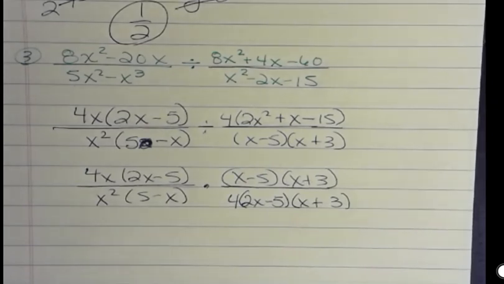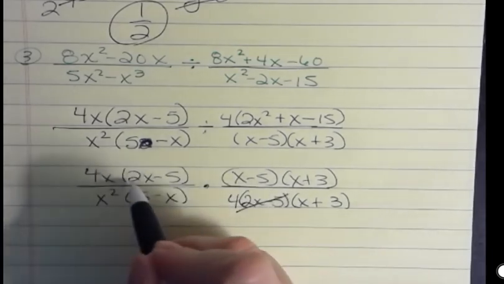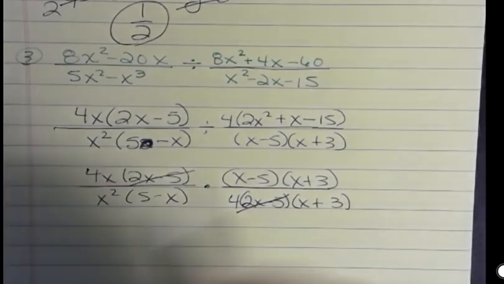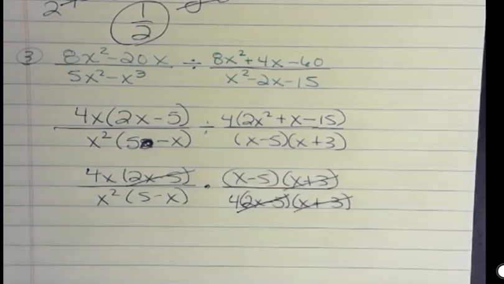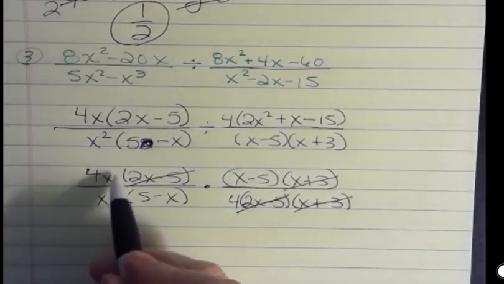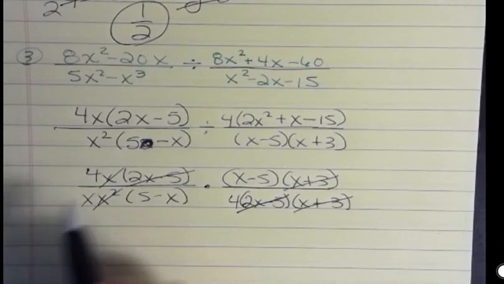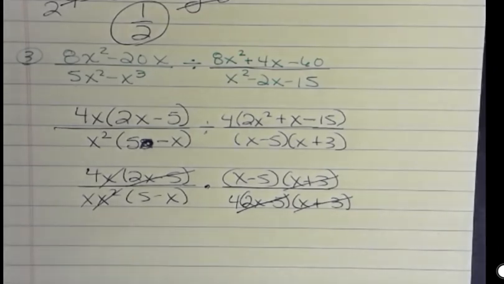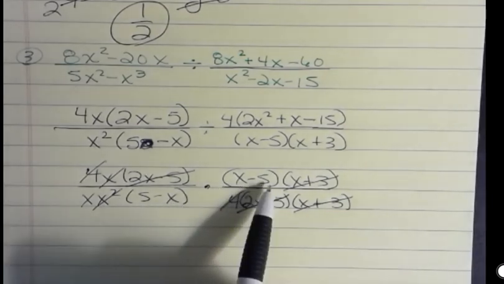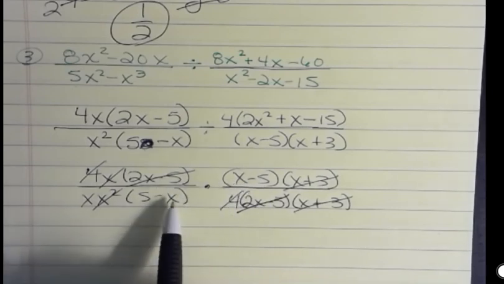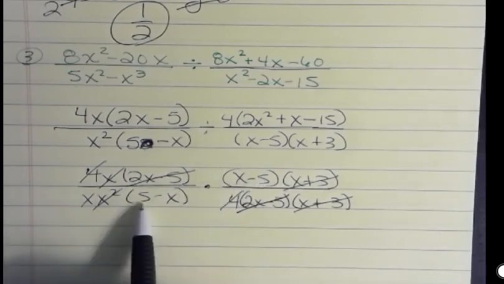Now that we factored, we're going to cancel what we have in common. We have 2x minus 5 on top and bottom. We have x plus 3 that can go. We have an x here that's going to cancel one of these and leave one behind. We have a 4 here and a 4 there. And then we have 5 minus x and x minus 5. Now those are opposites. X is positive, x is negative, 5 is negative, 5 is positive.